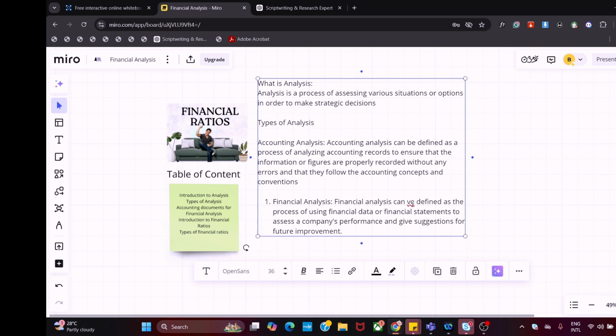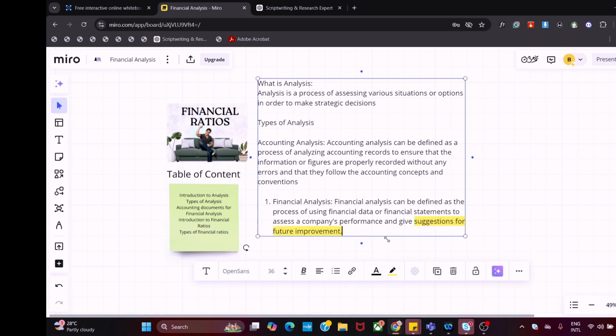Okay? Financial analysis can be defined. So now, this is what I'm trying to explain. Financial analysis can be defined as a process of using financial data or financial statements to assess a company's performance and give suggestions for future improvement. Now, please go ahead and highlight this here. So let me highlight this with yellow.